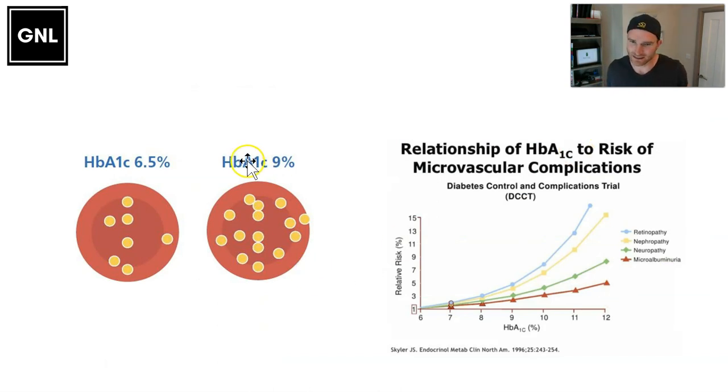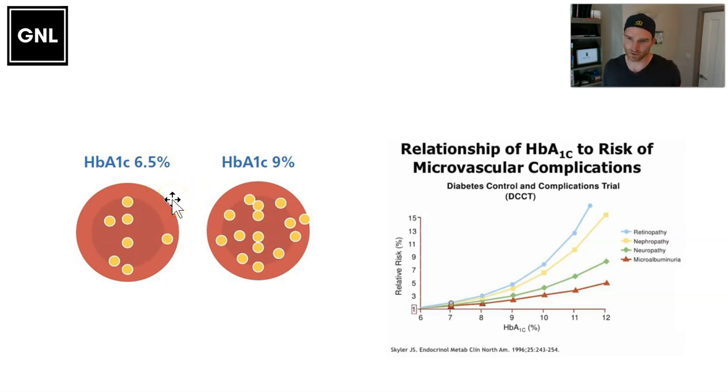HbA1c. So basically the HbA1c is measuring your red blood cells, the hemoglobin in your red blood cells, how much glucose is stuck to that. So the more glucose that's stuck to the red blood cells, the higher the HbA1c. This is an example of a HbA1c of 9%. This is a HbA1c of 6.5%. So you can see there's a lot less glucose. So when the HbA1c is measured, they take a blood sample, they spin it, and they measure how much glucose is stuck to your red blood cells.